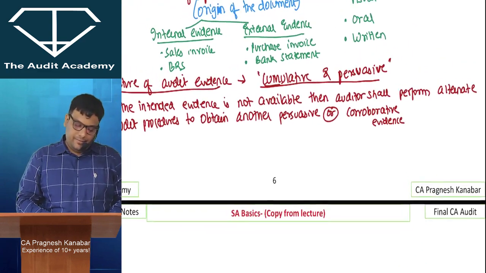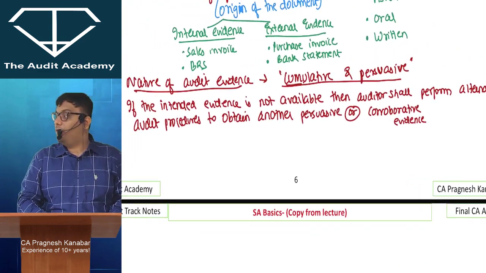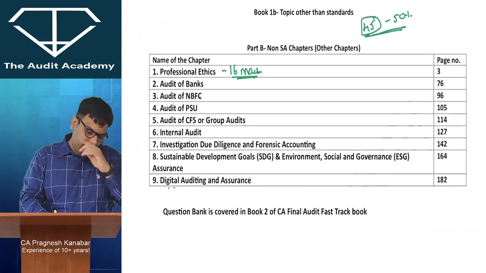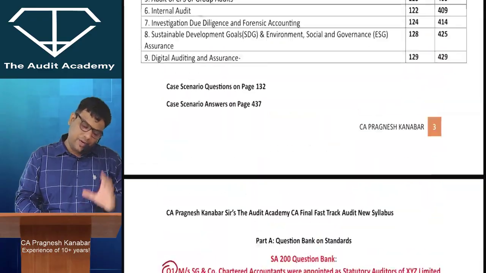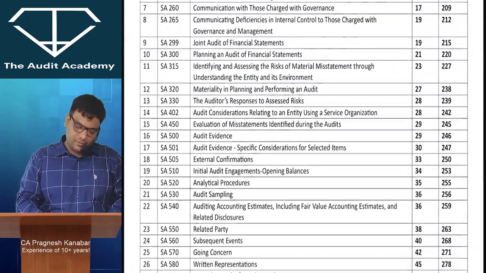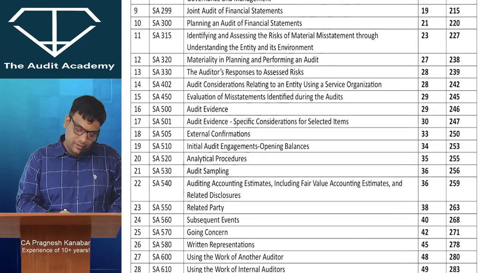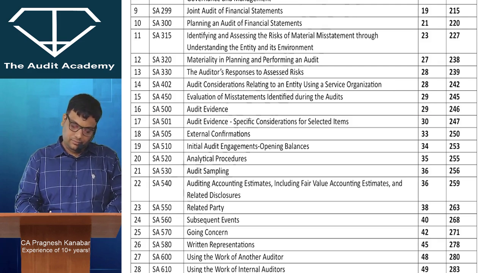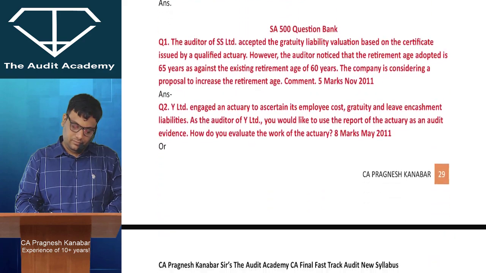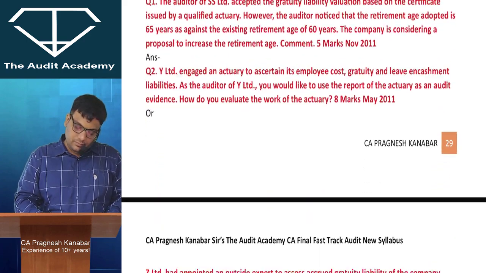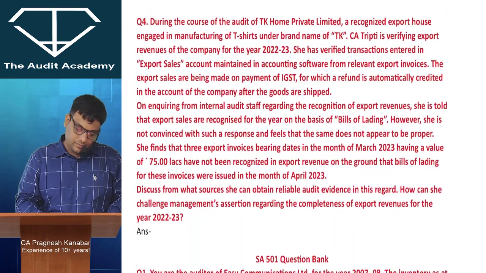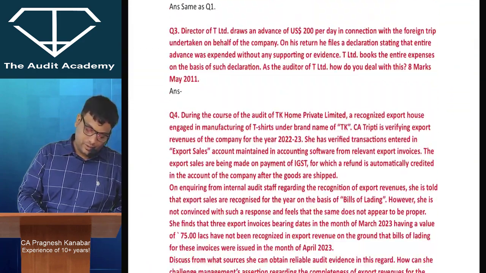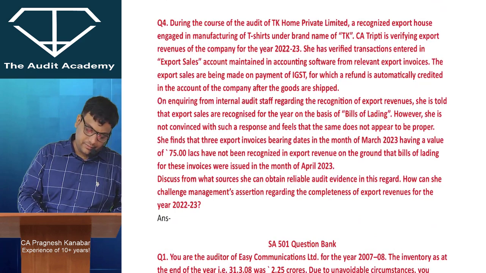But I need to give you one demo today of the kind of questions that they are going to ask, and why we are discussing practically. So please come to the question bank. Just one question that we will practice, because it is connected with the concept that we are doing. SA 500 deals with audit evidence. Question number 4. I think it is page number 30.